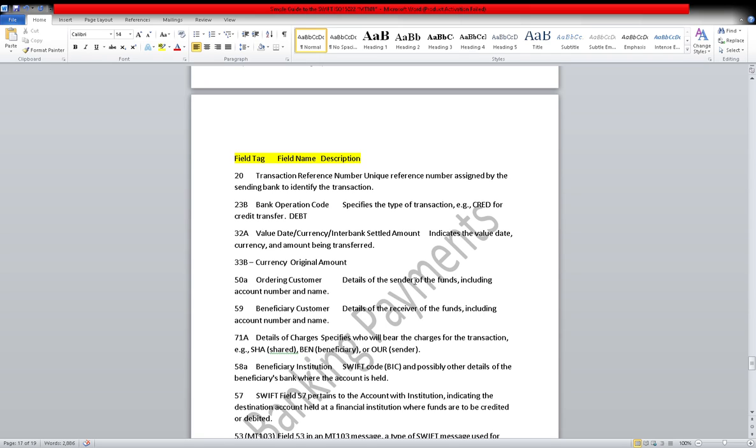Yes, 32A is the settlement amount, and 33B is the original amount. The original amount is that 100 euro Mamta is sending to Shruti. But your bank says, you are sending the payment in GBP, so she should receive in GBP.